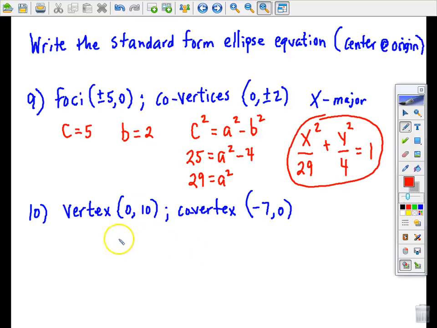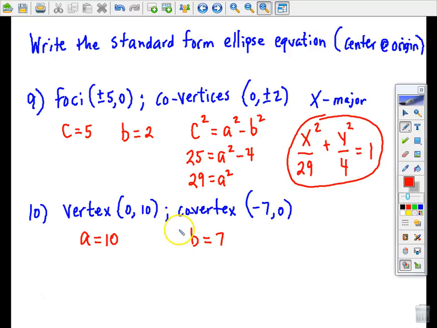Okay, number 10. Well, this time they give a little different information. They give us the location of a vertex. Remember, at least at this point, we're centered at the origin. So the distance from the origin to a vertex is 10 units. And that distance is always indicated by the letter A. A is 10. The distance from the center to a covertex is 7 units. And remember, covertices are indicated by the variable B.